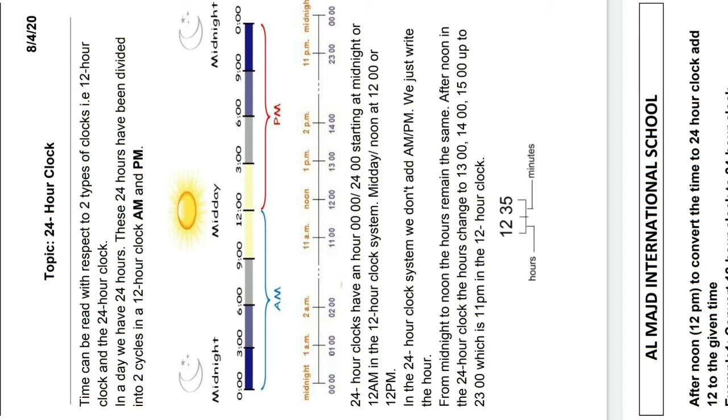In the 24-hour clock system, we don't add AM or PM, we just write the hours. So if in any time it's not given AM or PM, then you'll have to understand immediately that this is a 24-hour clock.